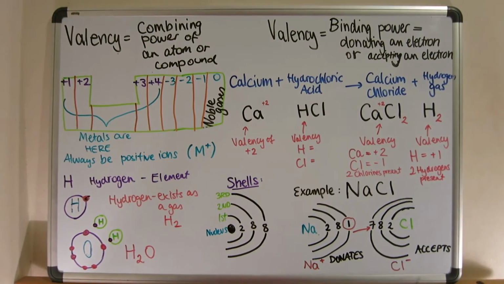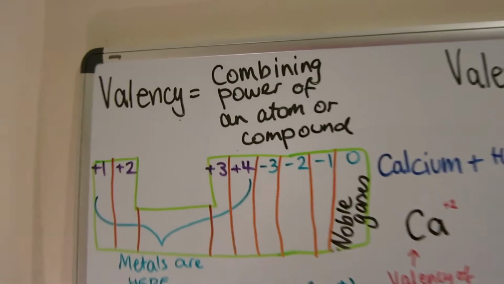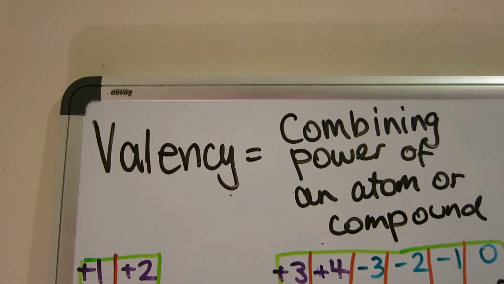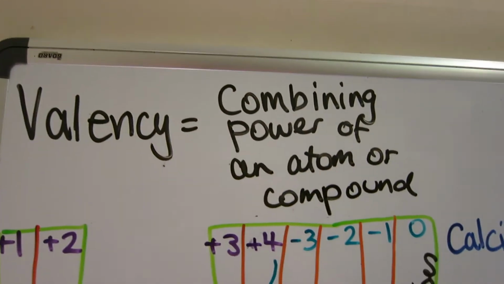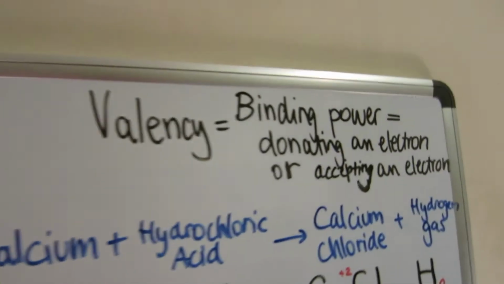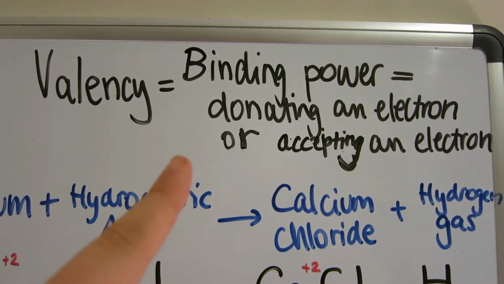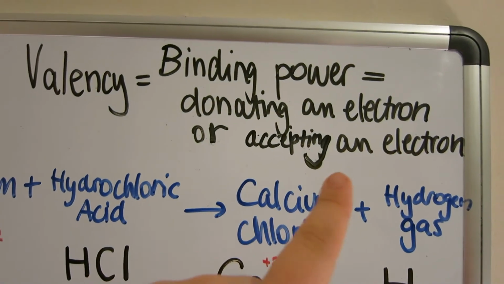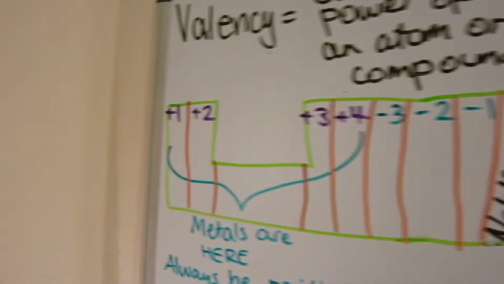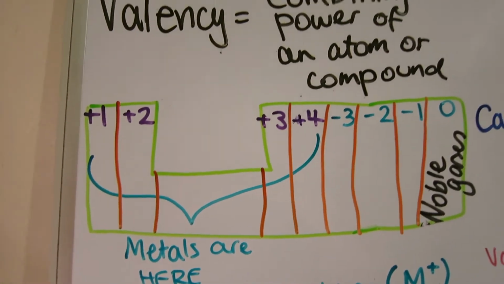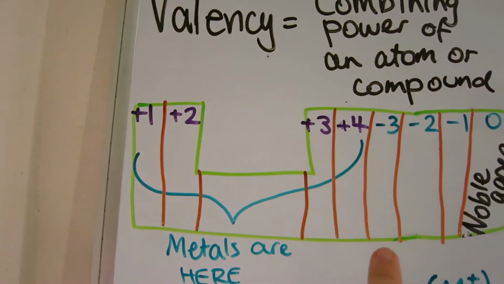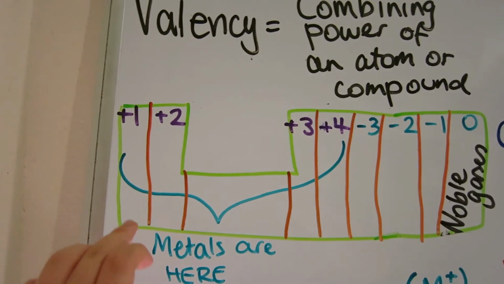Moving on to our next concept, we're going to be looking at valency. So, our valency is our combining power of an atom or a compound. Or we can also say that it's its binding power to donate an electron or accept an electron. So, if we actually just have a quick look at a periodic table, we can plug in these valencies. So, feel free to add these to your own.